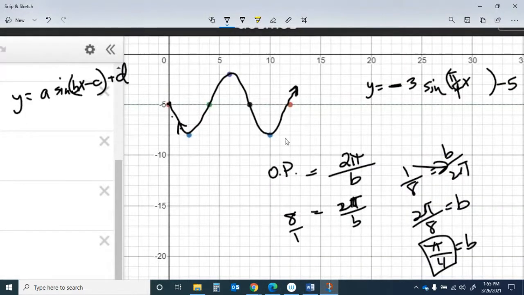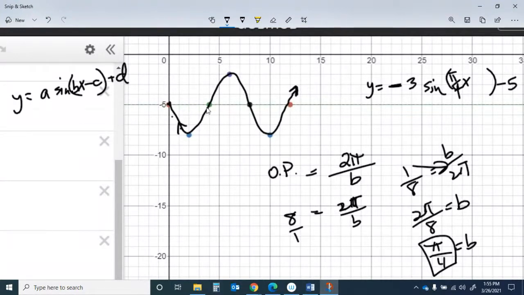So we got that. The hardest piece was getting that coefficient in front of x. You have to remember that the standard period is 2 pi, and we needed that b value. And so I need to observe from our ordered pairs being plotted what the period seemed to be, and it seemed to be 8 units from the start of the period to the end of the period.